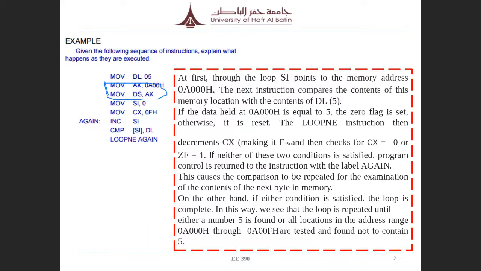Move AX comma some number and then move DS comma AX. So that means initialize the data segment. Then move SI comma 0. Okay, fine. And we set the counter: move CX comma 0FH.